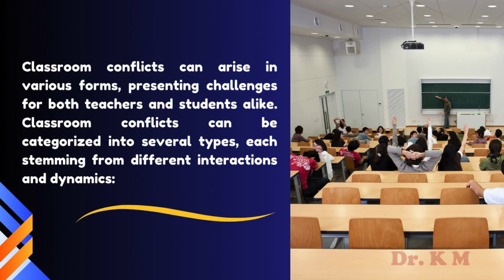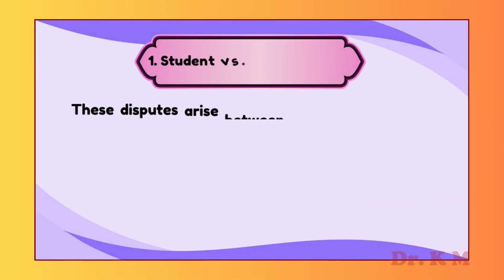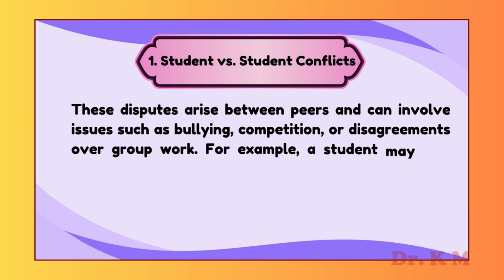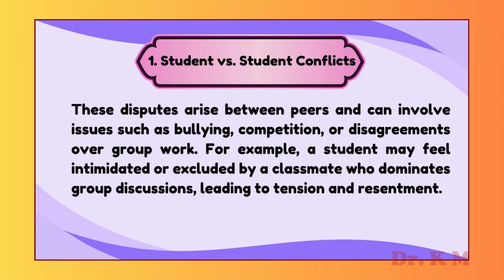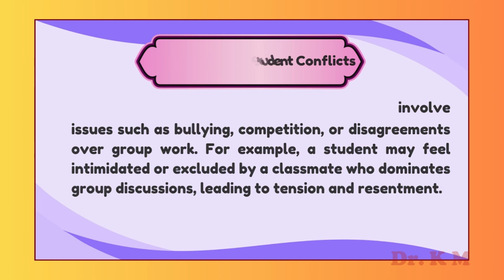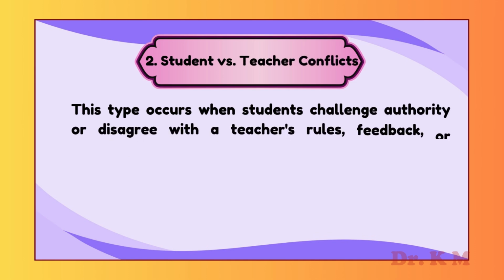Types of classroom conflicts. Classroom conflicts can arise in various forms, presenting challenges for both teachers and students alike. Classroom conflicts can be categorized into several types, each stemming from different interactions and dynamics. 1. Student versus student conflicts. These disputes arise between peers and can involve issues such as bullying, competition, or disagreements over group work. For example, a student may feel intimidated or excluded by a classmate who dominates group discussions, leading to tension and resentment.